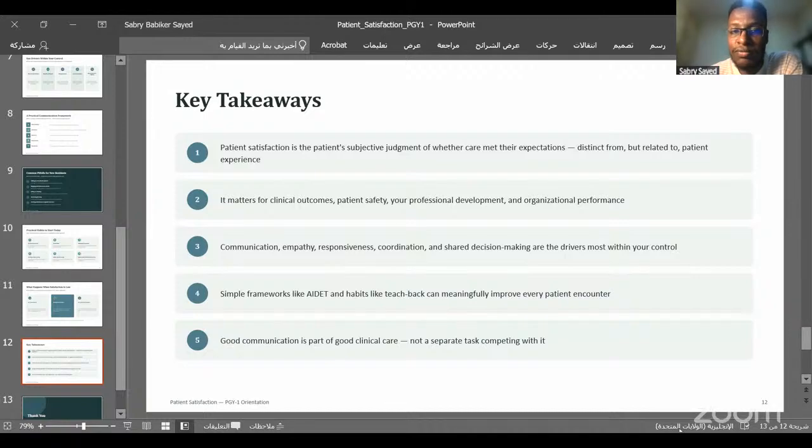Communication, empathy, responsiveness, coordination, and shared decision making between the healthcare provider and the patients are the drivers most within your control. So if you are working on your communication, responsiveness, empathy, and coordination between the shifts, then you will have good patient satisfaction. Simple frameworks like AIDET or VIBER, used in the communication skills in the introductions once you see the patient the first time, and also teach-back can meaningfully improve every patient encounter. Good communication is also part of good clinical care, not a separate task competing with it.